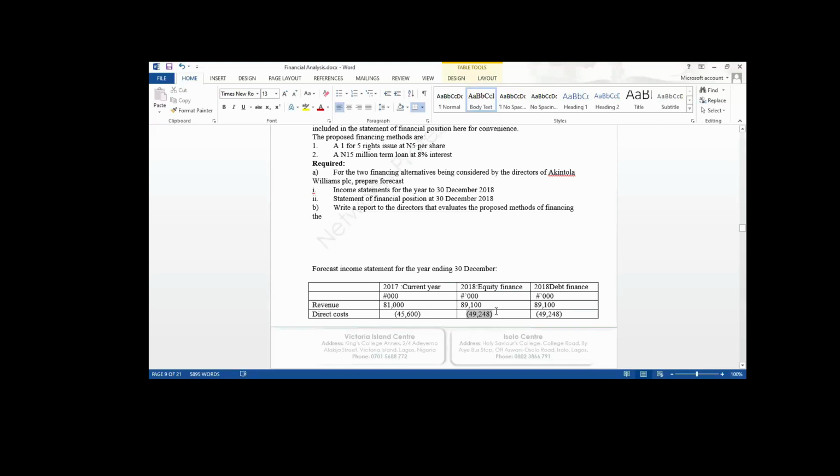Whether you finance the new projects, you observe that the items in that paragraph have to do with the income statement. Revenue increased by 10%, direct cost will increase by 8%. Look at it, please. 49,248. Whether you finance the new project by equity or debt, you are going to open the two accounts together.